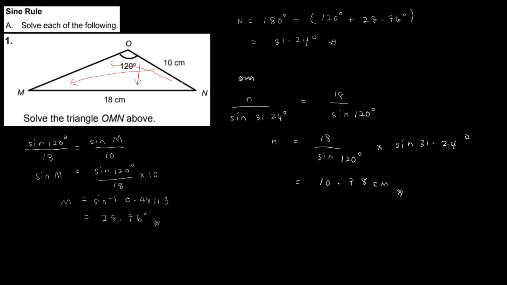Okay, angle N is 31.24. Angle M is 28.76. And the total of these three angles is 180. And then lastly, we find the length of N, which is 10.78 cm. Okay, we have completed the triangle. Moving on to the next question.